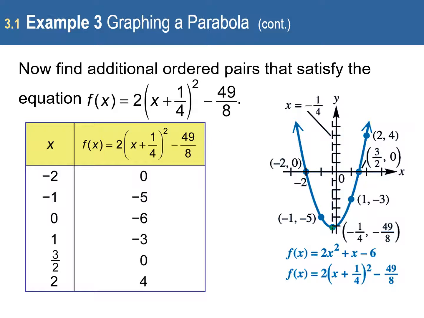So you graph your vertex and you pick points on either side and pick numbers that are nice, especially if it's a fraction. Pick numbers that are going to give you nice answers.